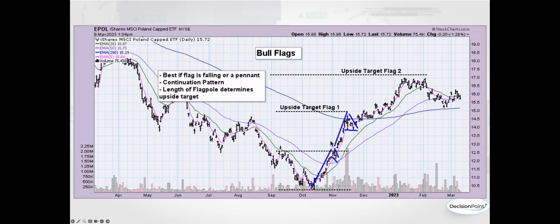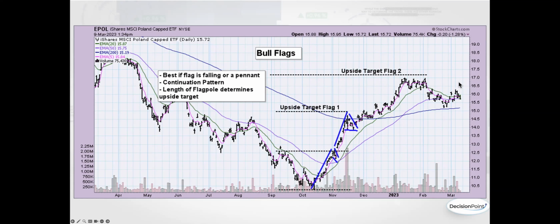So when this formed, the upside target was up here, right? Then we had on the way up another flag come in. And we measured the flagpole here, added it to the top, and that's where the next upside target was for the flag. Price did end up reaching that level. It didn't quite tap that level, but it still did what we were expecting it to do.